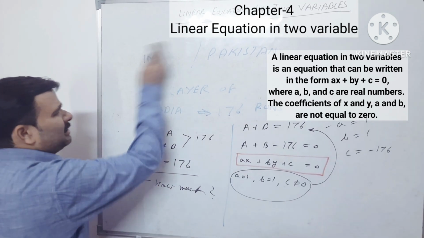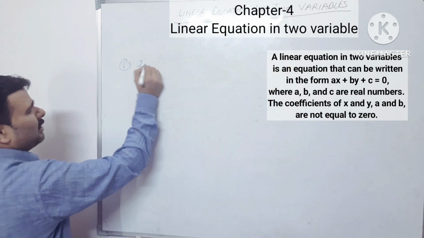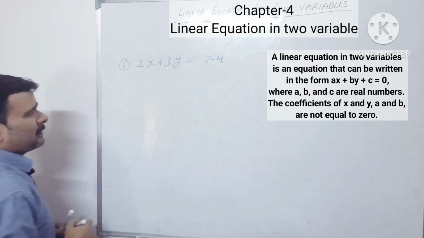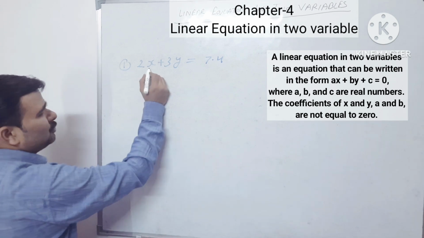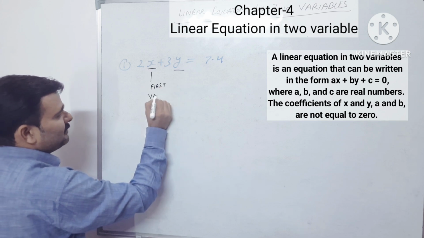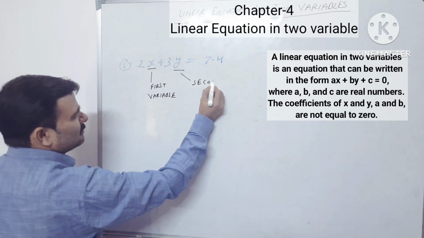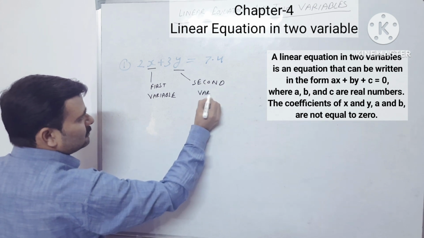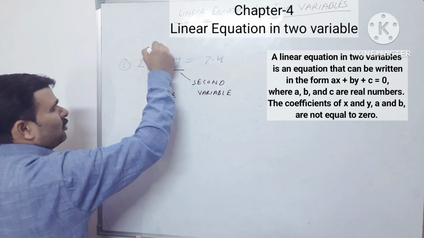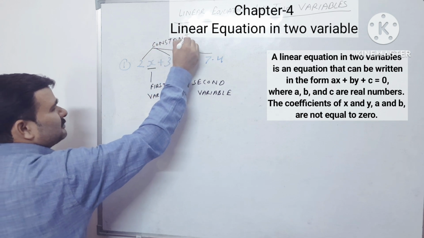Now let's understand this concept with a very easy example. We have an equation 2x plus 3y is equal to 7.4. In this equation, we have two variables, this is the first variable, this is the second variable, and this is the constant term.